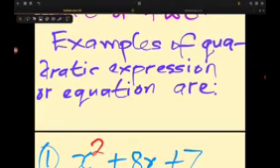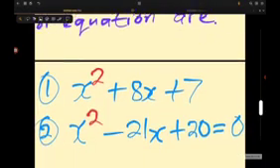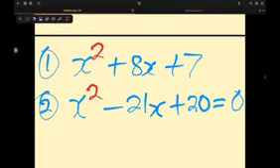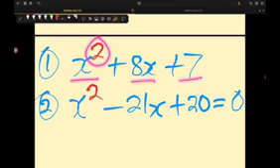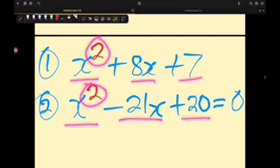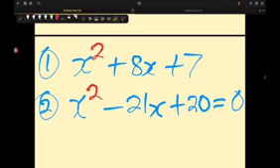And examples of quadratic expression or equation are, depending on the one you are given, x exponent 2 plus 8x plus 7, x exponent 2 minus 21x plus 20. If you consider very well, you will notice that what we don't have in a linear equation exists here. This power of 2 or index 2 or exponent 2 exists here. So that is what makes this one qualify as a quadratic equation and an expression. This is a quadratic expression. This is a quadratic equation.